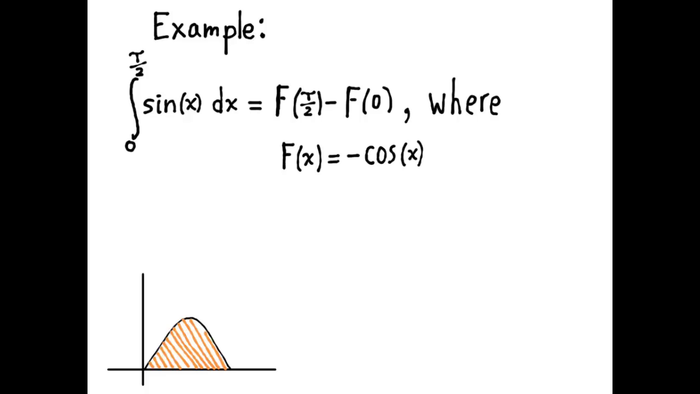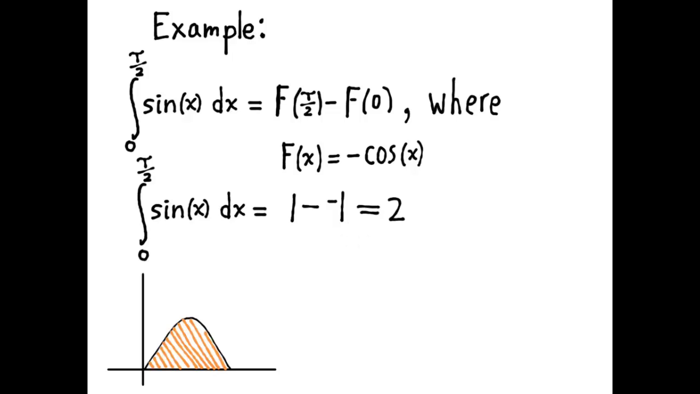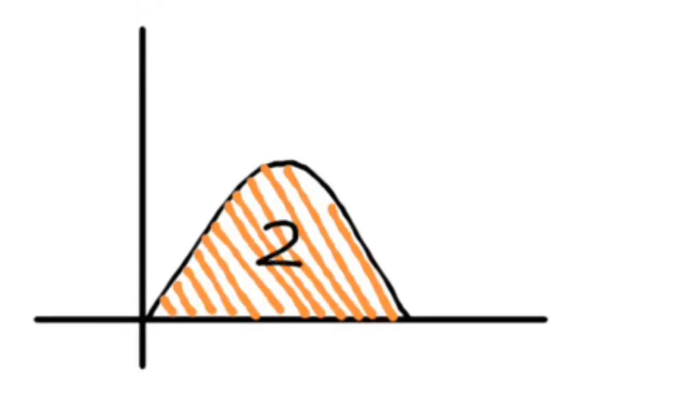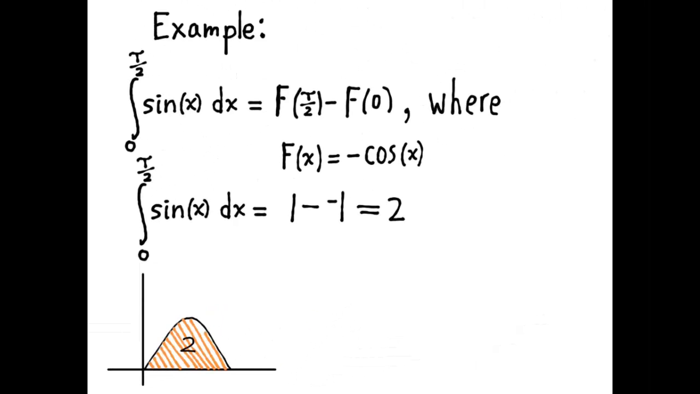So let's let capital F of x be negative cosine of x. Then the area under one lobe of the sine function is negative cosine of pi minus negative cosine of 0, which is equal to 2. We've just found that the area under one lobe of the sine function is 2. You cannot find that out without the fundamental theorem of calculus.